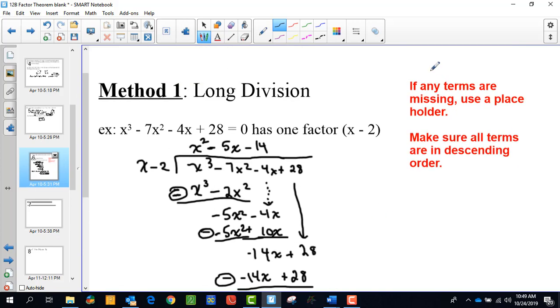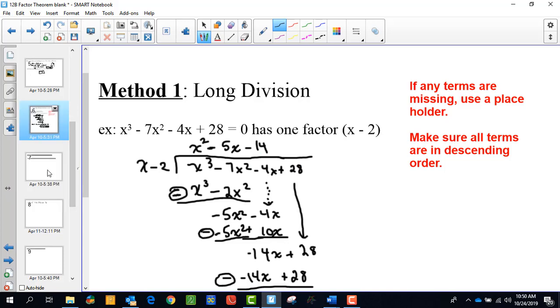So a couple of notes. If any terms are missing when you're doing long division, you have to put a 0 in there as a placeholder. So if this was x cubed minus 7x squared, and then it was just plus 28, there wasn't this minus 4x, I would have to put a 0x there in order to make sure that the process is going to work. And the other thing is you want to make sure that all your terms are in order. So you want the highest first and then the next highest and so on. All right. So that's the method of long division.